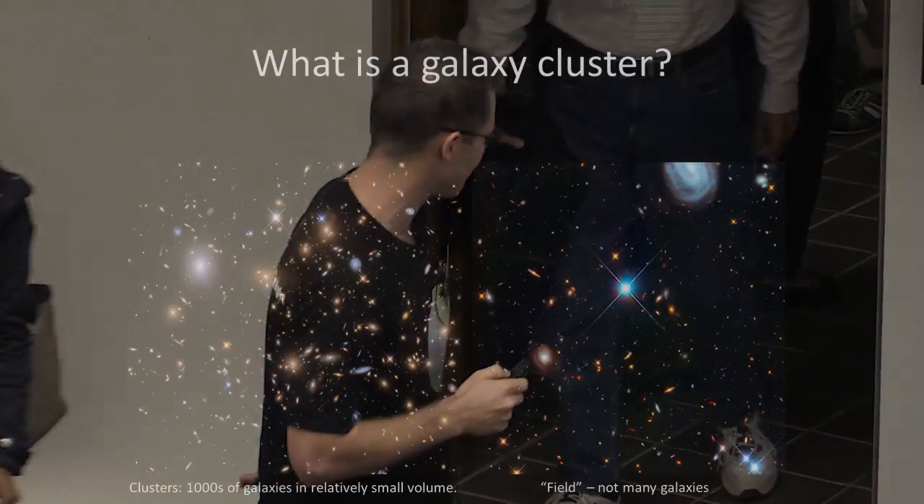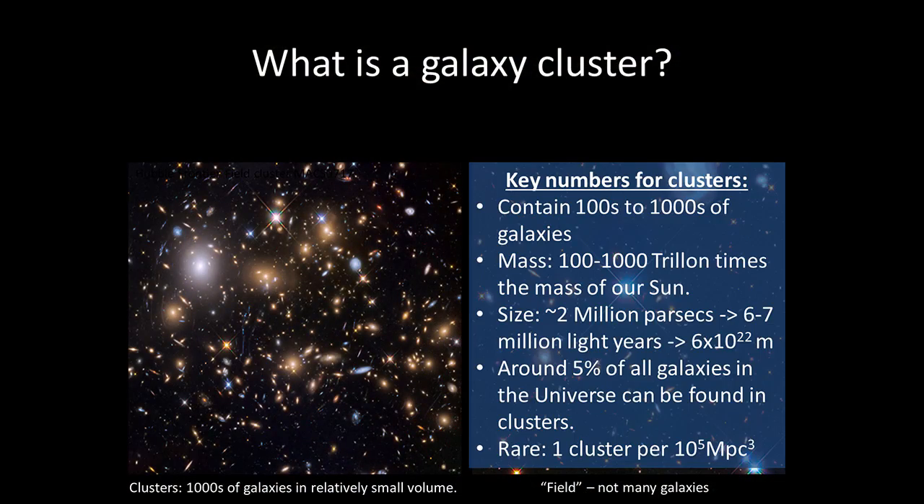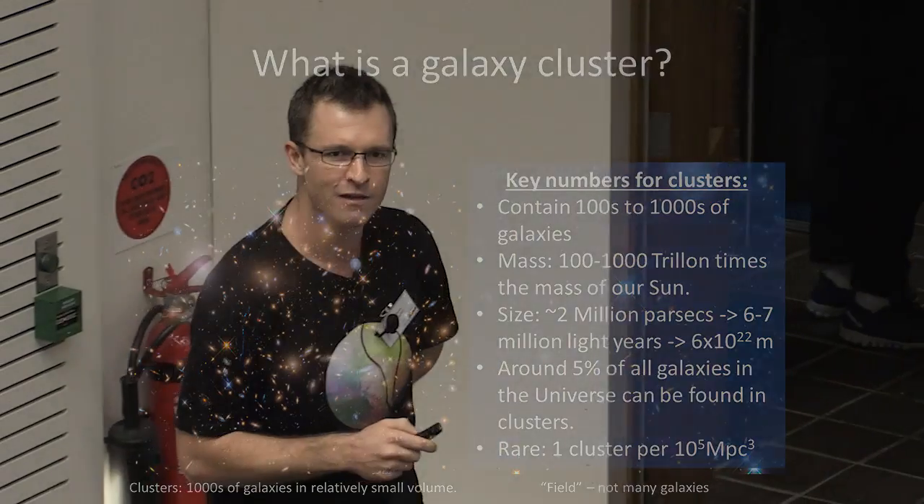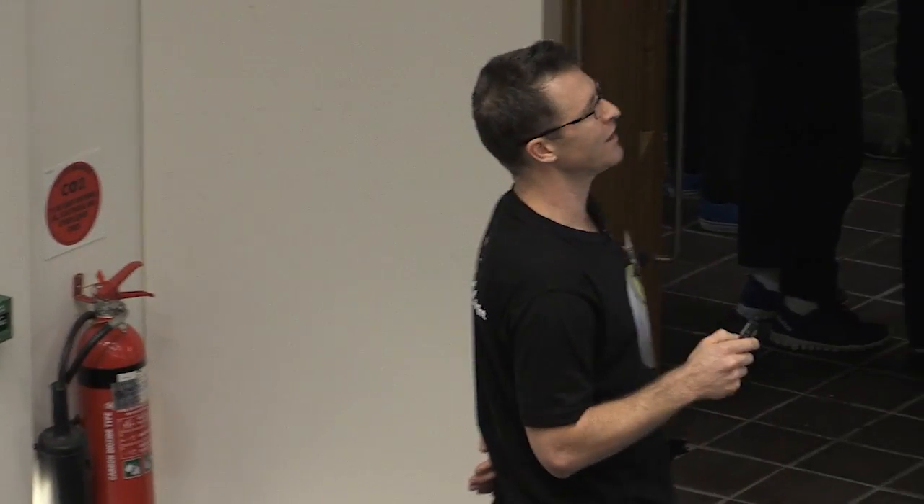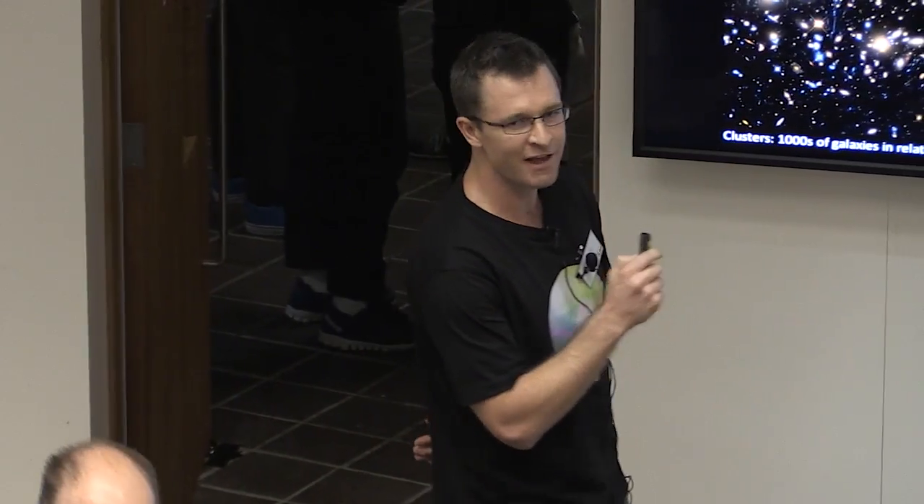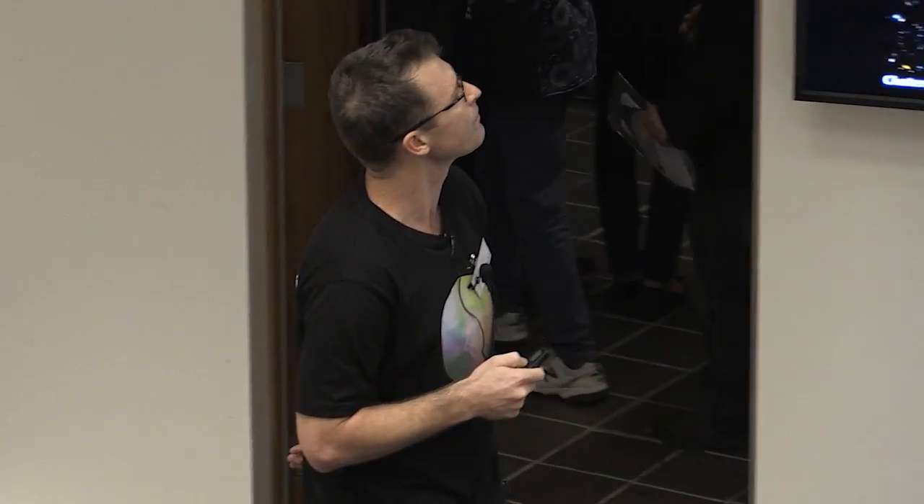This is the only slide that I have numbers and words on, the rest are pretty pictures. As I mentioned, these contain hundreds to thousands of galaxies. Their masses, these things are massive. So this is 100 to 1,000 trillion times the mass of the Sun. That's 1,000,000 times 1,000,000,000 times the mass of the Sun. And the Sun's no slouch itself, it's 2 by 10 to the 30 kilograms. So these things really are massive. They're the most massive objects in the universe that are held together by their own gravity.